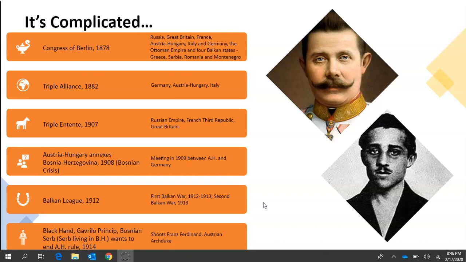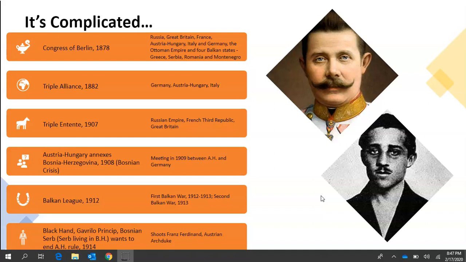When people are asked what started World War I, we tend to say it was when Gavrilo Princip, the Bosnian Serb living in Bosnia-Herzegovina who wants to end Austria-Hungary's rule, shoots Franz Ferdinand, the Austrian Archduke. Okay, fine. That would be the spark that starts World War I. But there are a lot of other pieces that go into this.